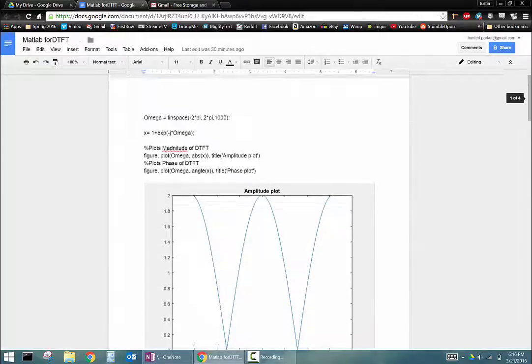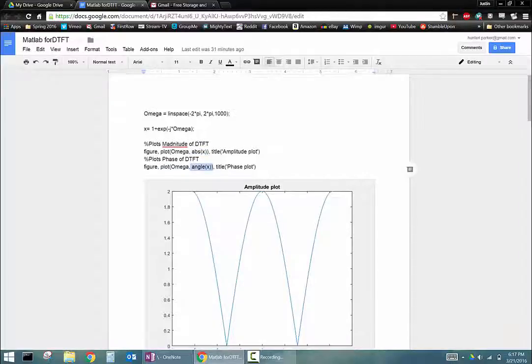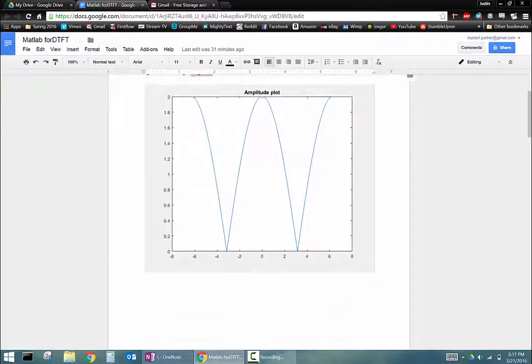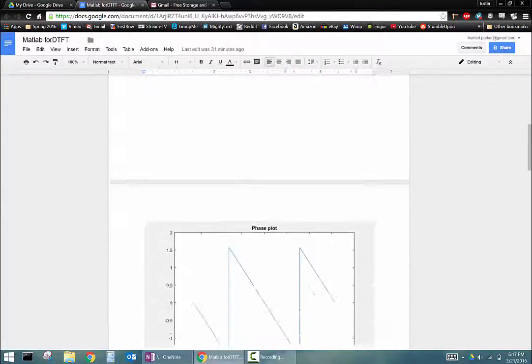Now we enter our equation of X(omega), which I just called x here, which is equal to 1 plus e raised to the negative j times omega. Next, we're going to be plotting them here and here, and you might be thinking, where are we getting the magnitude and the phase from? We're using the function abs to get the magnitude, and we're using the function angle to get the phase angle of the X(omega) function for all the omega. And once again, you saw the graphs they produce.